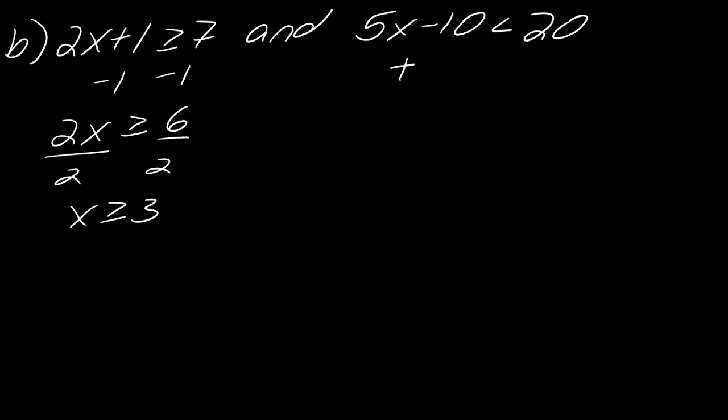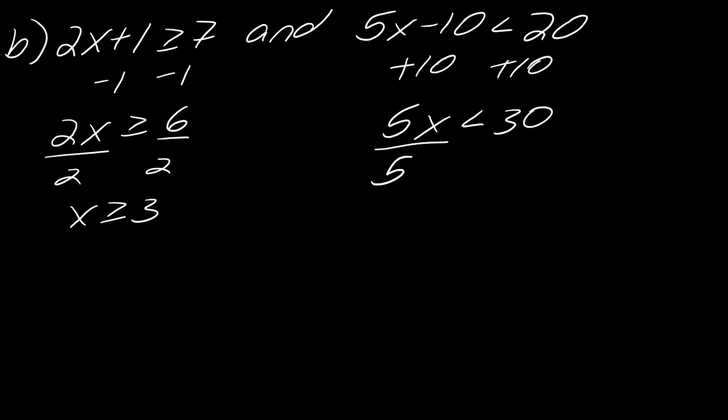Now for the other one, I'm going to add 10 to each side. So I get 5x is less than 30, and then I divide both sides by 5 to get x is less than 6. Now the key thing to remember here is that this is an AND problem. So now what I want to do is, with an AND problem, I think it's best to actually graph both number lines. So let me clear some space for myself so I can do all of what I need to do.